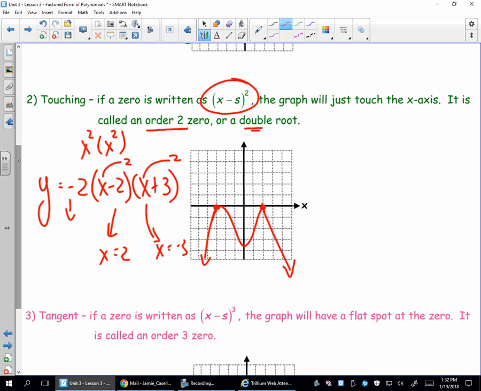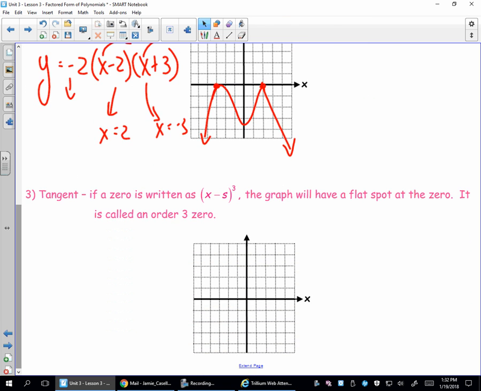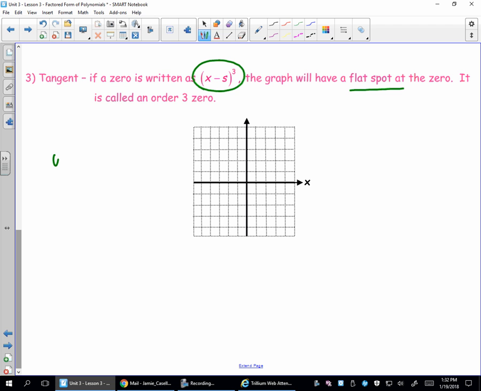The third type of zero, we don't see very often, but it will come up sometimes, is called a tangent zero. That's if you have a bracket to the power of 3. In this case, you're going to have a flat spot at the zero. The one we see most often, y equals x cubed, is really one of these examples. It's like x minus 0 cubed. This is our basic cubic function, right, which goes up, gets flat, and continues on. So this place right here just flattens out for a second. It's as if it's almost a turning point, but not quite a turning point.